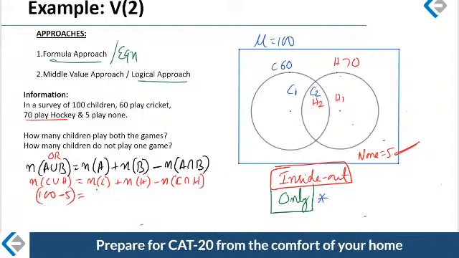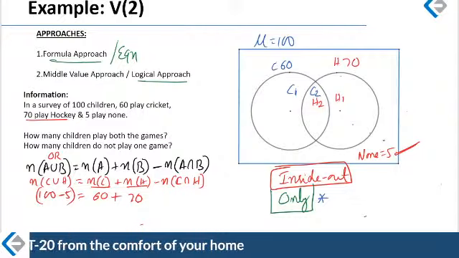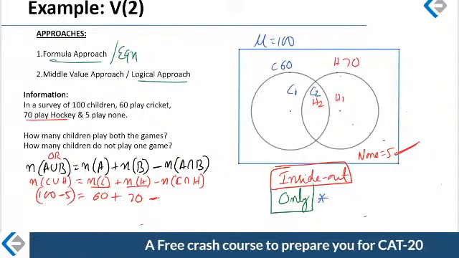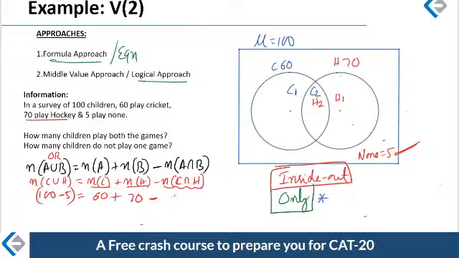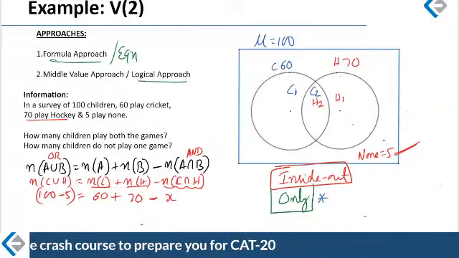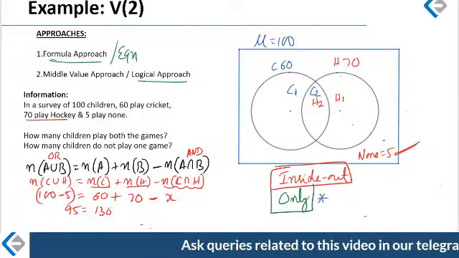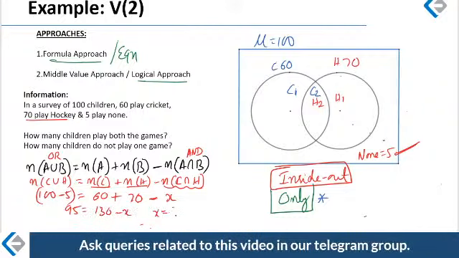60, because the word is not only cricket. How many play cricket? 60. How many play hockey? 70, because it's not only hockey. When you write the number of elements in H, that's nothing but 70, minus the number of people who are involved in both the sports. Now this is 'and', cricket and hockey. Let me call it X. So when you simplify this, 95 equals 130 minus X, therefore X is equal to 35.